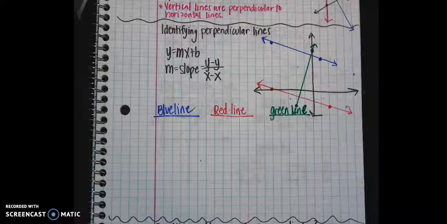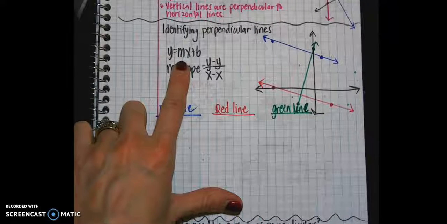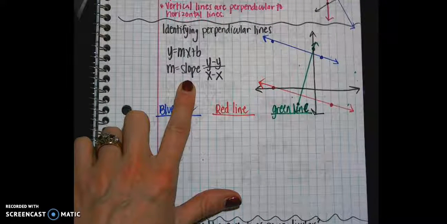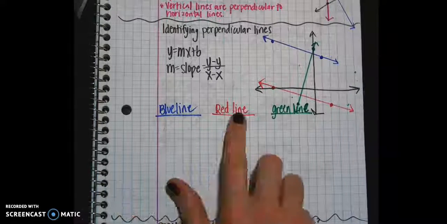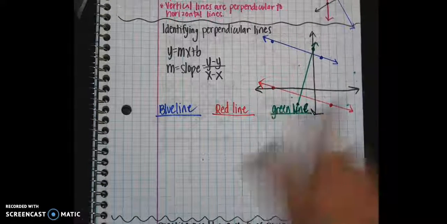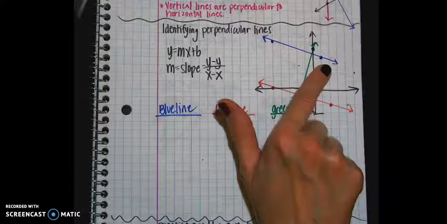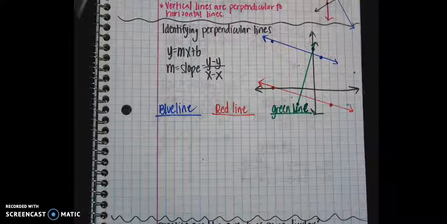Now, we're going to talk about how to identify perpendicular lines. So again, you can see we have the same slope formula. We have the same way to find it. This time, we're just going to decide if they're perpendicular. So right now, same thing as last time. We got the blue line, the red line, the green line. You need to graph them all and then give me the coordinates. Okay? So right now, pause the video, go ahead and do that, and then restart it.